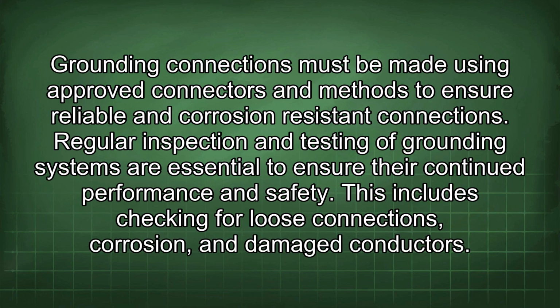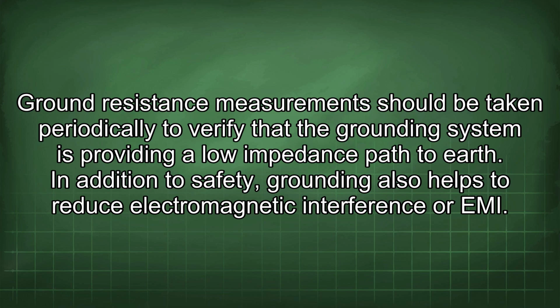Grounding connections must be made using approved connectors and methods to ensure reliable and corrosion-resistant connections. Regular inspection and testing of grounding systems are essential to ensure their continued performance and safety. This includes checking for loose connections, corrosion, and damaged conductors. Ground resistance measurements should be taken periodically to verify that the grounding system is providing a low impedance path to earth. In addition to safety, grounding also helps to reduce electromagnetic interference, or EMI.